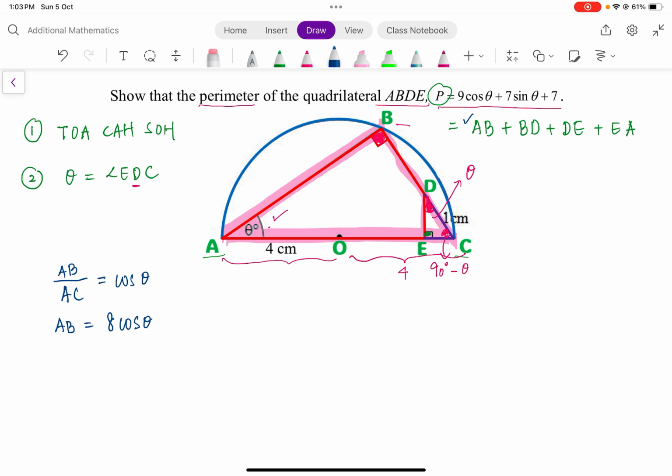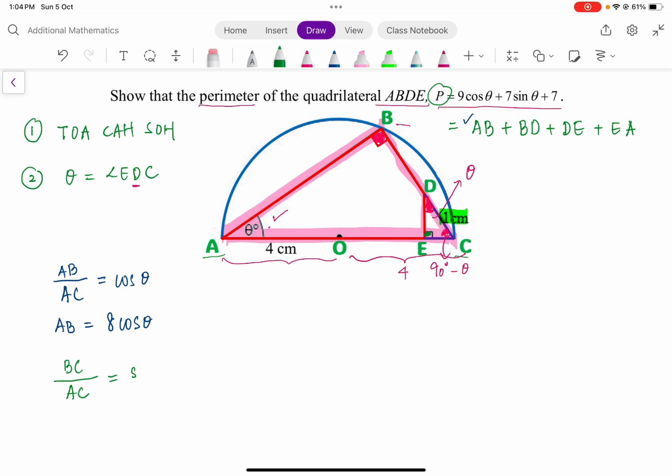All right, so next I will move on to find BD. Now let's take a look at BD. To find BD, what I do notice is that this length DC is equal to 1 cm. So before I can find BD, I need to find the length of BC. Again, I'm looking at the same triangle here. To find BC, I will have BC over AC, and this will give us sine, because BC is the opposite to the angle theta in the big triangle, and AC is the hypotenuse.